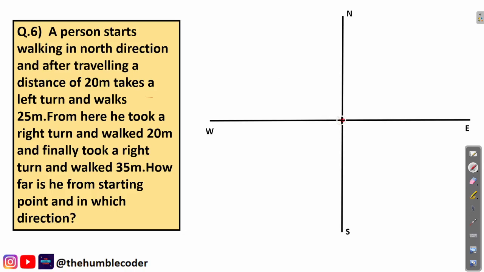So we are on this question, that is question number 6. A person starts walking in the north direction and after traveling a distance of 20 meters. So basically a person is walking in the north direction and he travels 20 meters in this direction.